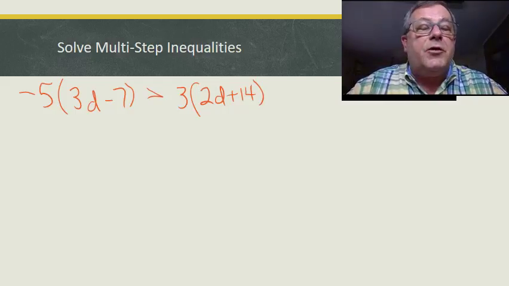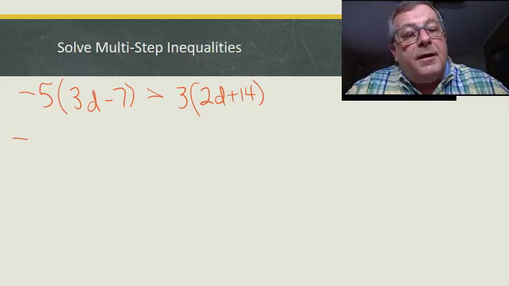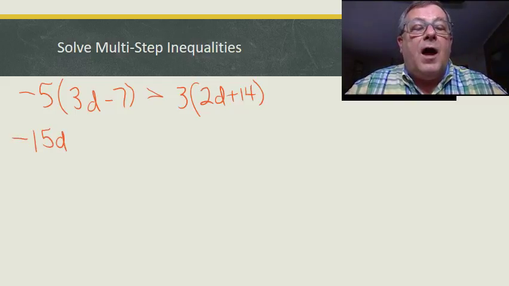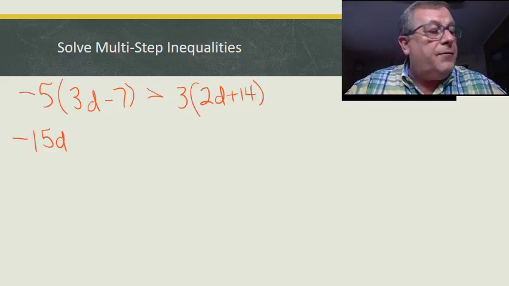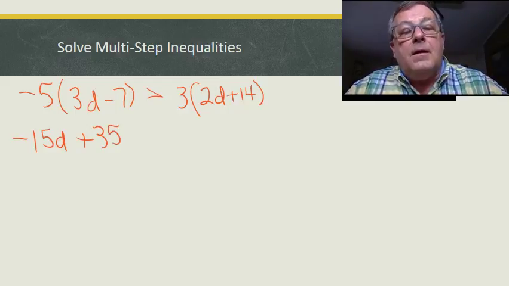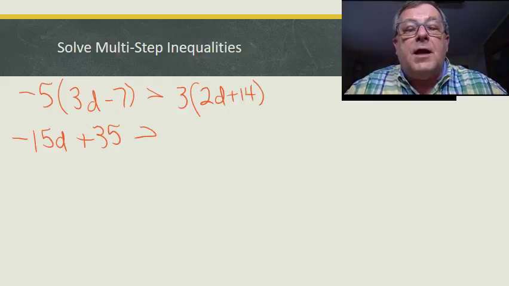So let's get busy distributing. So let's see, we've got negative 5 times 3d. It's going to give me negative 15d. And negative 5 times negative 7 is going to give me a positive 35. Negative times a negative is a positive. We're still going with our greater than for the time being. That should give you a clue as to what's getting ready to happen here a little bit later.